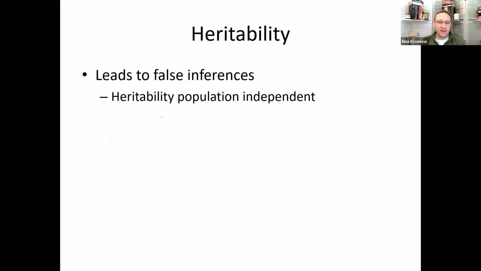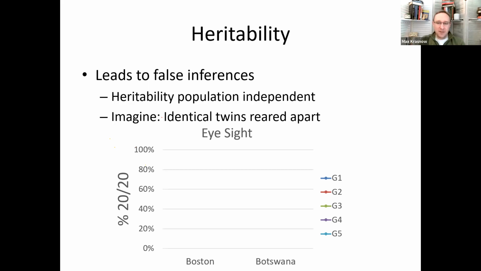Let's get more concrete, and this one everyone should get. Imagine that we have a set of identical twins where one member of each twin set was raised in Boston, and the other member was raised with a group of hunter-gatherers in Botswana.